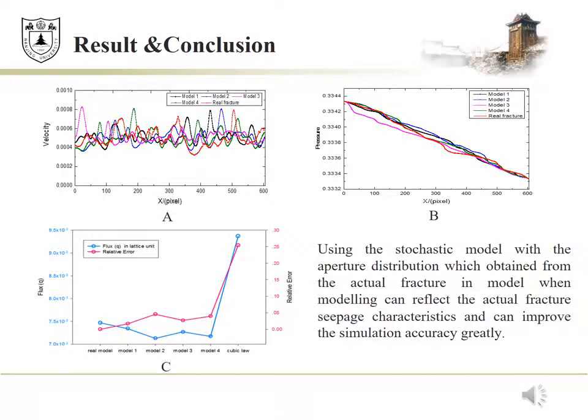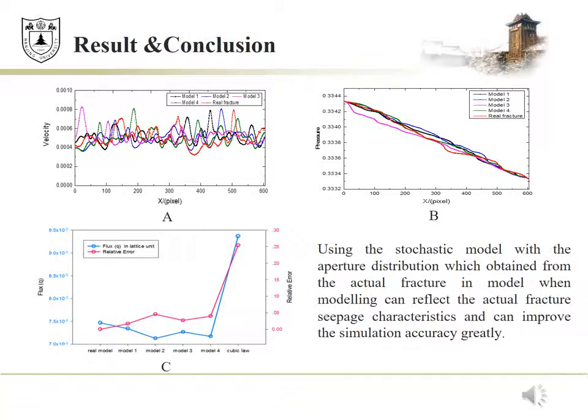We found that the flux of the fractures whose apertures follow the same probability distribution is very close. Even the biggest relative error is no more than 5%. However, the relative error of the cubic law results compared to the real model's results is up to 25%.